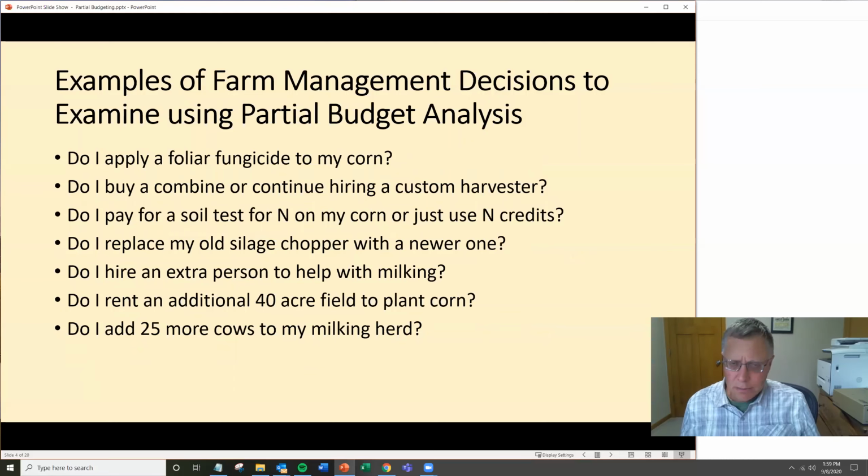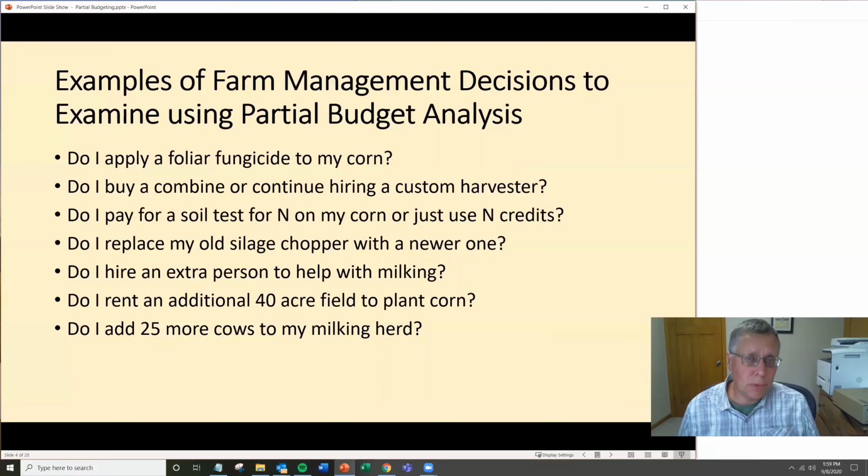So you've got your corn crop out there in the middle of summer, and normally you don't apply a foliar fungicide. Well, do I apply it this year? You want to look at that question. Maybe you've been using a custom combiner, and you want to look at, should I buy a combine? Which one should I do? Do I pay for a soil test for nitrogen on my corn, or just use the nitrogen credits?